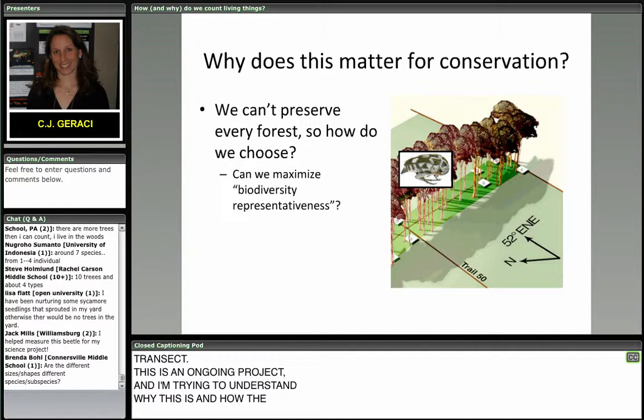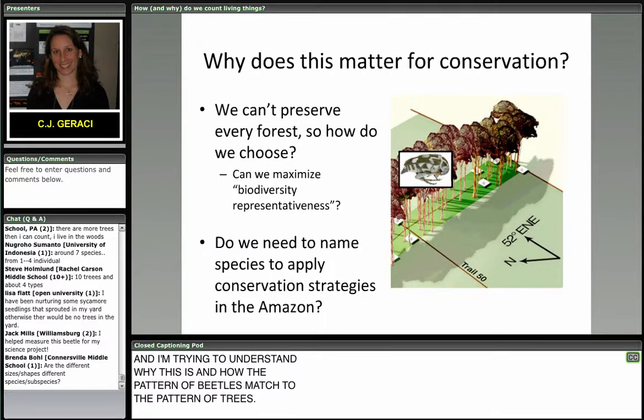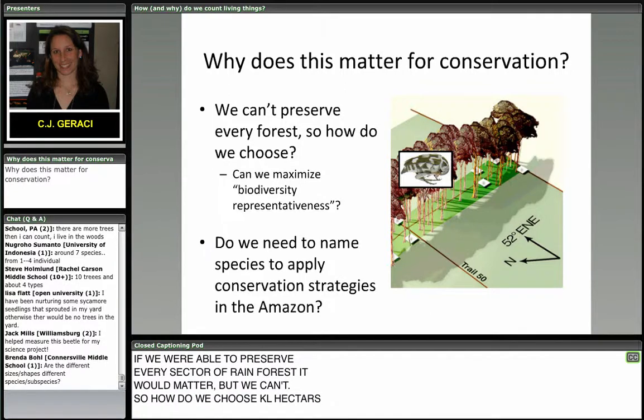And so I'm going to leave you with some questions about why this might matter for conservation. You know, if we were able to preserve every single hectare of rainforest, maybe it wouldn't matter, but we can't preserve every hectare of rainforest. So how do we choose which hectares to preserve and which hectares to use for different purposes? And so what I'm trying to do is come up with a model to compare any 2 patches of rainforest and understand how much overlap there is in biodiversity. How different are they from each other?